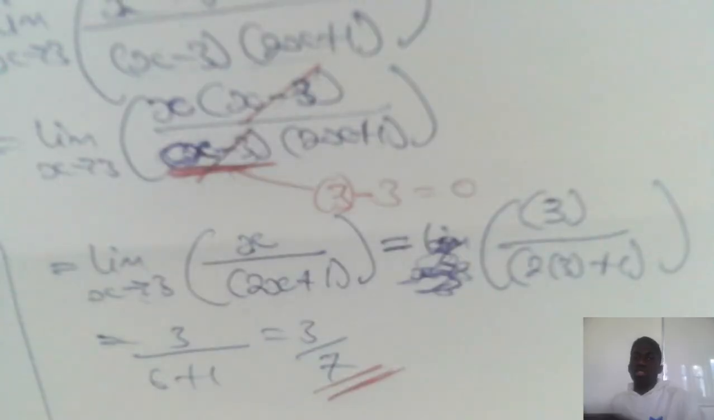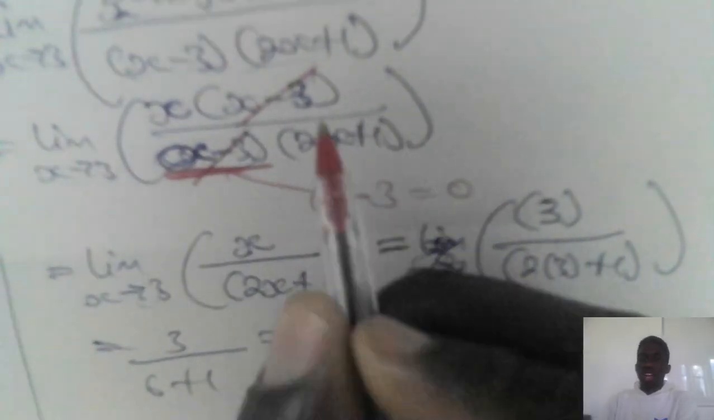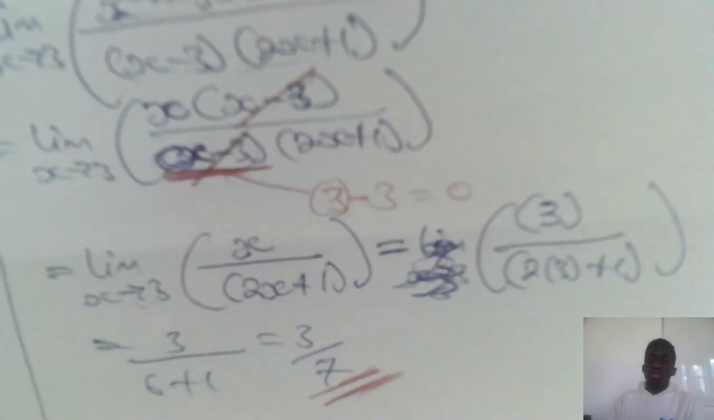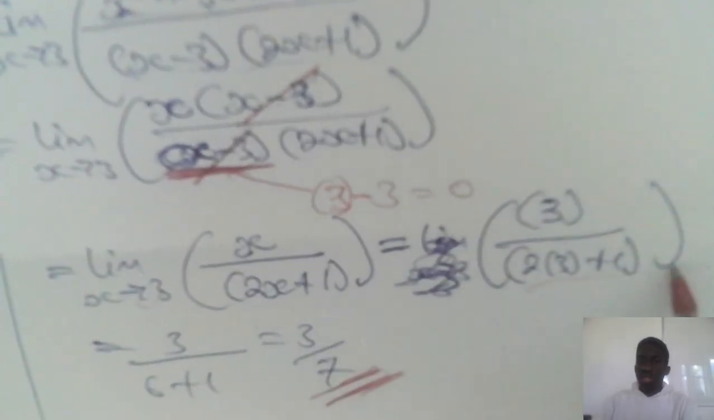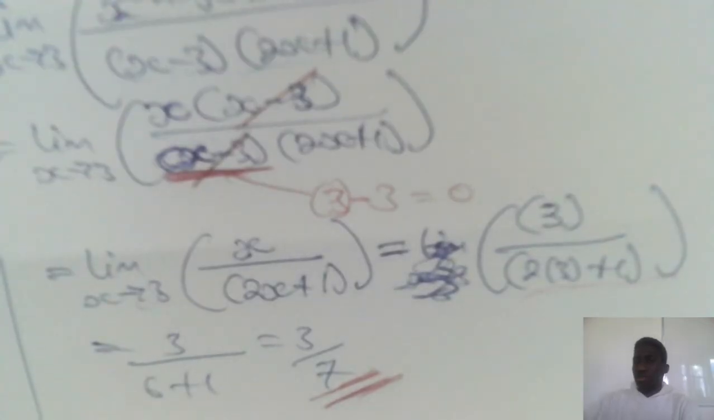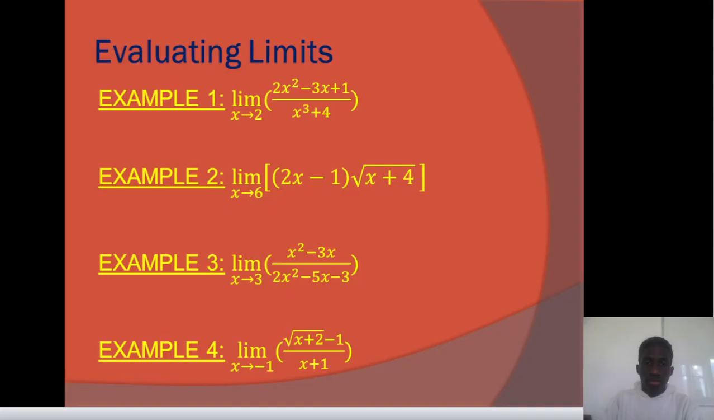So we got from 0 over 0 to 3 over 7 using the method of cancelling out the zero causing factor. Cancel them out both sides, and once we did that, we were now able to easily evaluate the limits and get 3 over 7. So it's a useful technique, and we'll be using it very often. So now we move to our final example for this video.